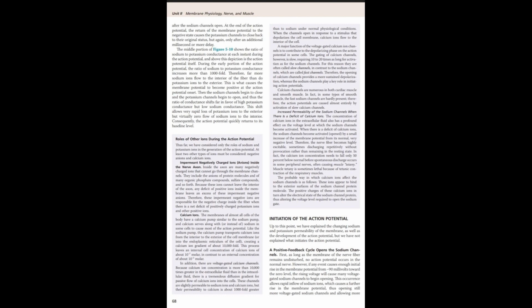This is all about the ions, and highlight all this which is written in the blue box on page number 68. Highlight all the calcium ions and the negatively charged anions inside the nerve axons. These two things are important.